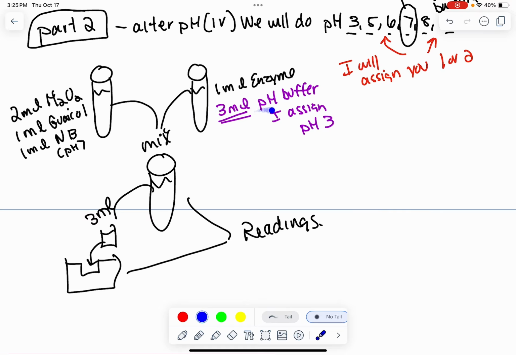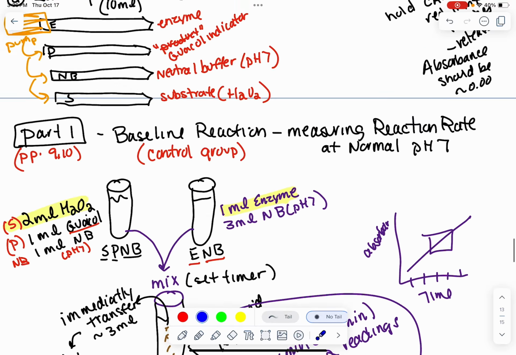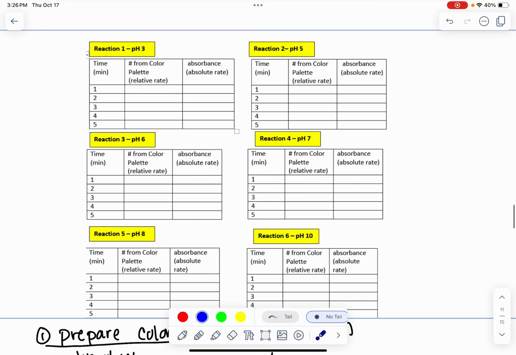And I might have you just do 1 pH, or I might have you do 2, and then we'll pool them all together in a chart in your lab that you will get that looks like this. Okay. So you can see let's say you're assigned a pH of 3. At 1 minute, you're going to write the number from the color palette and the absorbance on the spec. You're going to do that 2 minutes, 3 minutes, 4 minutes, 5 minutes. And then we can pool together everybody's data here. And then we're going to graph it.